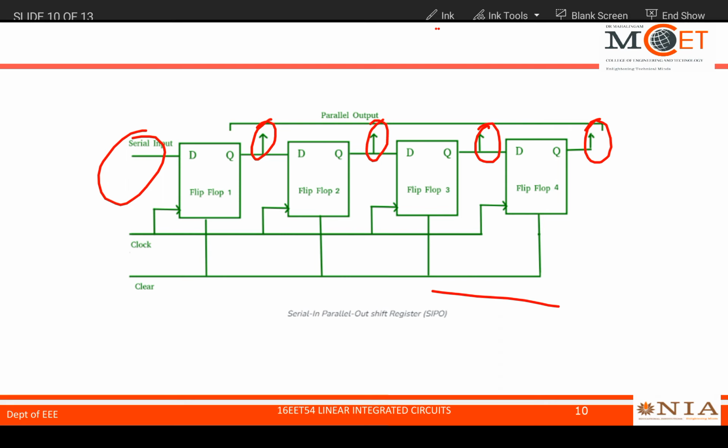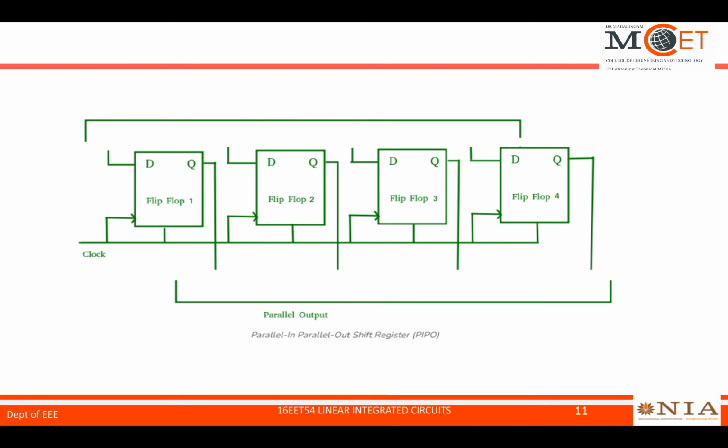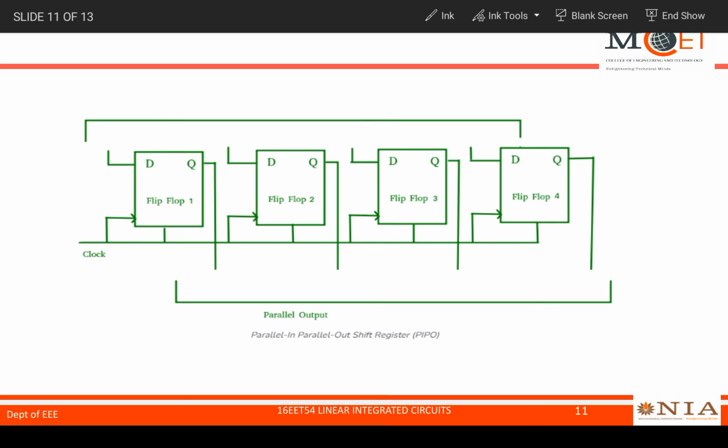Next is the parallel in, parallel out shift register. We give a common clock pulse to all the flip-flops. The parallel input is given, that is, simultaneously we give inputs to all the flip-flops and simultaneously we take the outputs from all flip-flops.